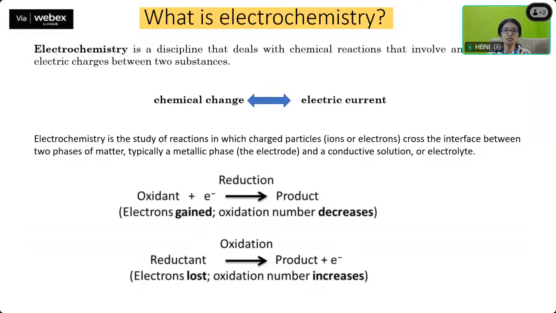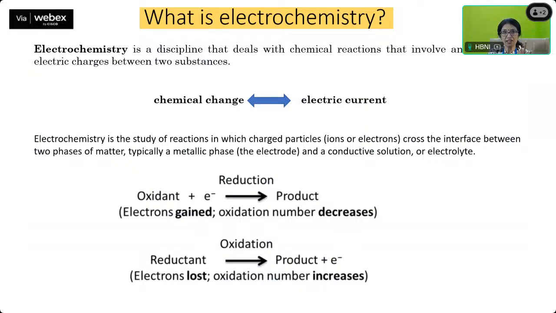So you have an oxidant adding in electrons, and the process is reduction, and you get a product. With electrons gained, the oxidation number decreases in this process. In the oxidation process, the reductant is losing electrons, giving you the product. The electrons are lost and the oxidation number increases.